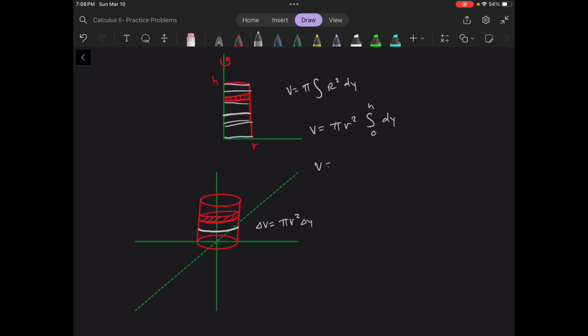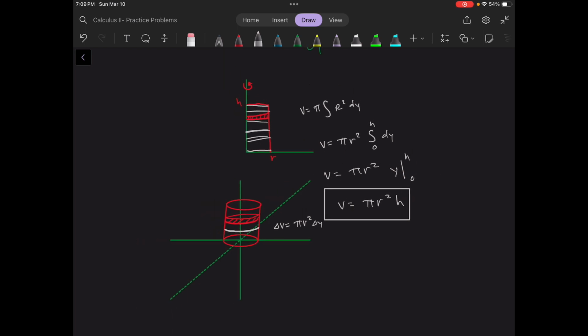So finally, the volume is pi r squared. The integral of dy is y. We're evaluating that at h and 0. So the volume is just pi r squared h. Right, so that is how you get the volume of a cylinder. So that one is not too bad.